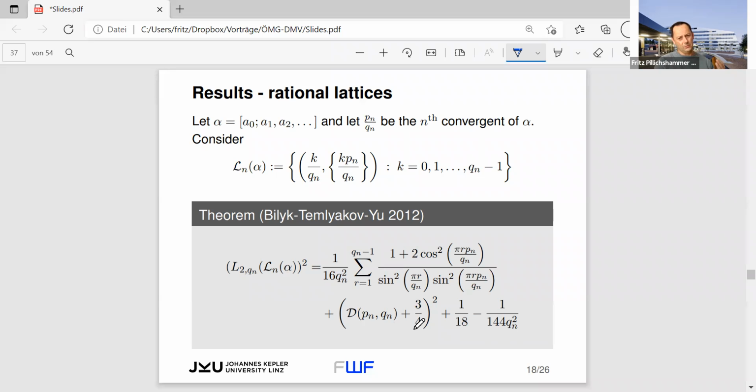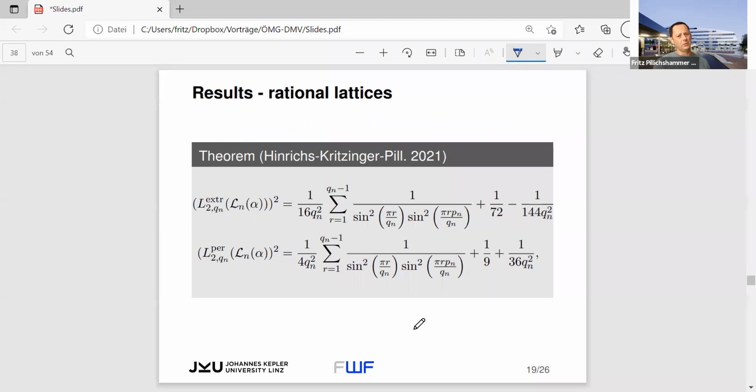And we were able to extend this result to the other two notions of L2 discrepancies, the L2 extreme and L2 periodic discrepancy, or better, the squares of these discrepancies are given by formulas which again look slightly simpler, easier than for the classical star discrepancy. We again have such trigonometric sums, 1 over Qn squared here, and these Dedekind sums are missing here. So it's really slightly simpler.